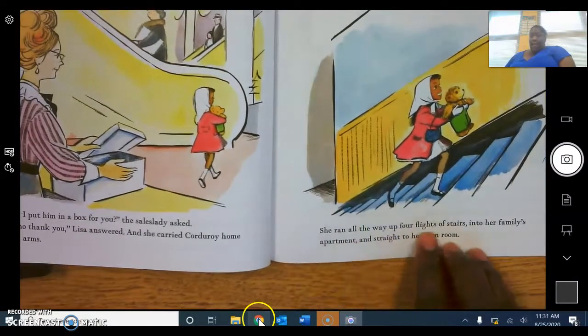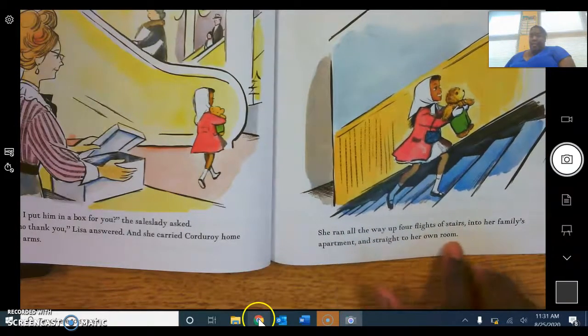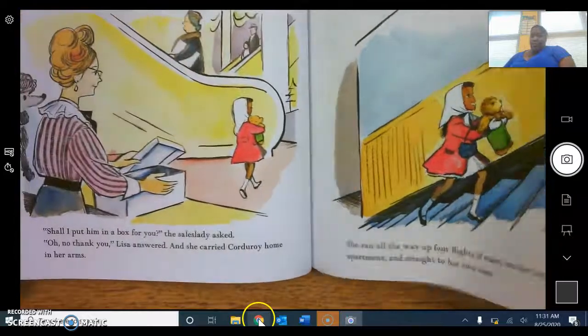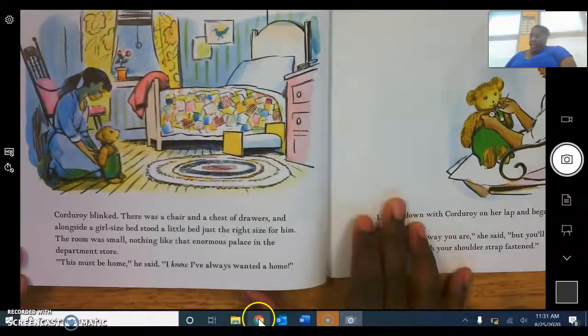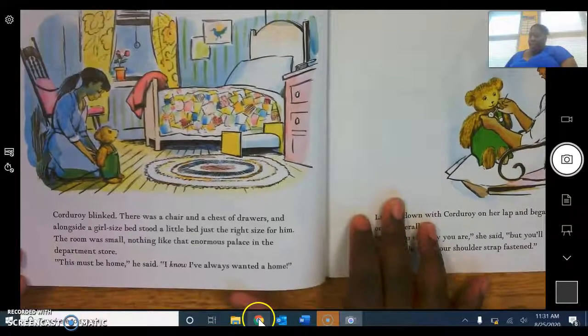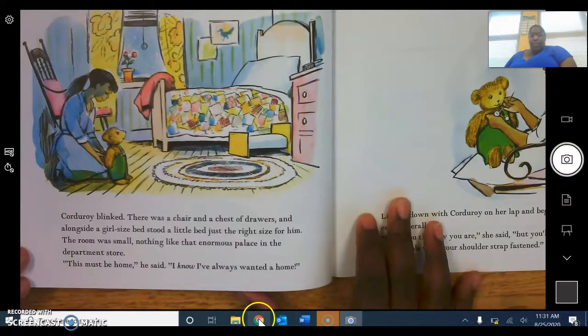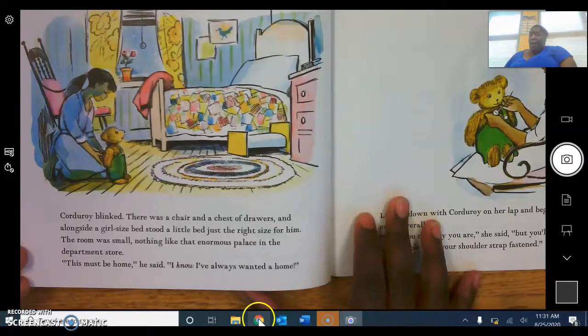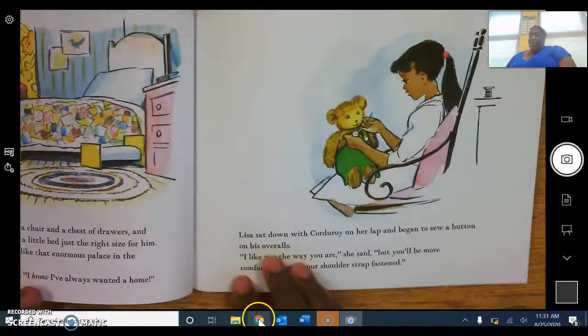As she ran all the way up 4 flights of stairs into her family's apartment and straight to her own room. Corduroy blinked. There was a chair and a chest of drawers, and alongside a girl-sized bed stood a little bed just the right size for him. The room was small, nothing like that enormous palace in the department store. "This must be home," he said. "I know I've always wanted a home."